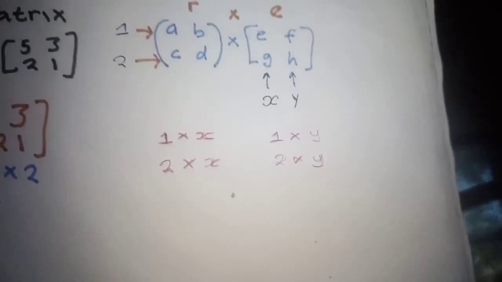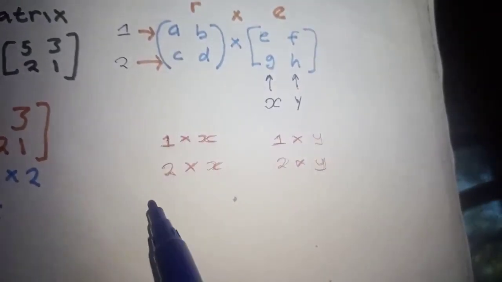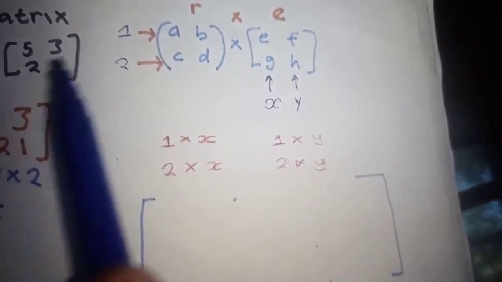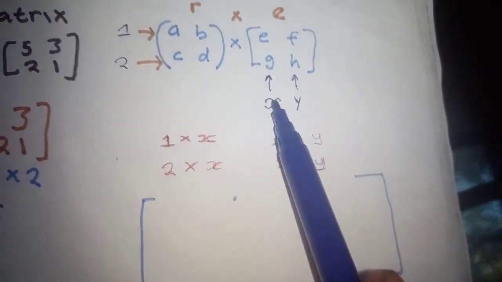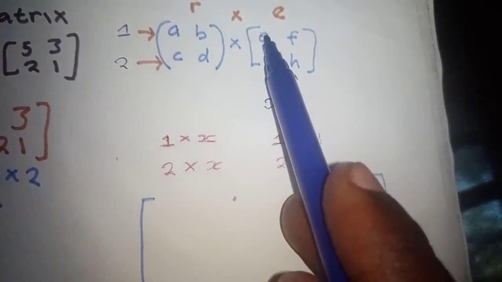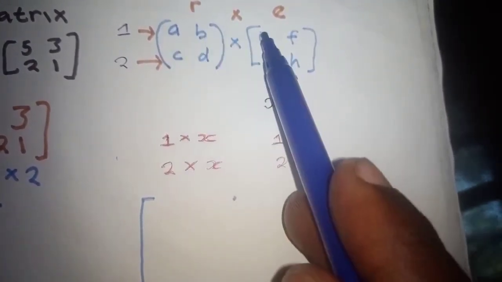Row number 1 multiplied with column X. Row number 1 is A, B. Column X is E and G. So you have A, B multiplied with E and G.